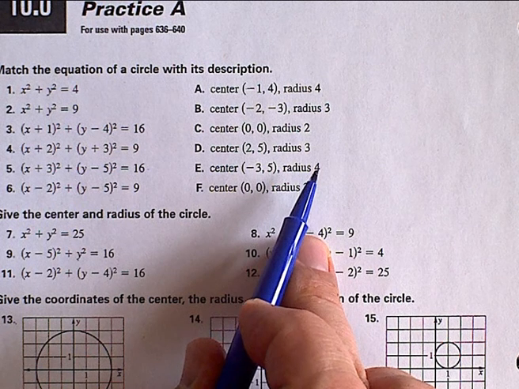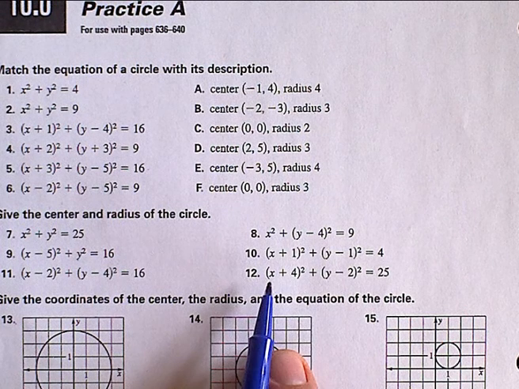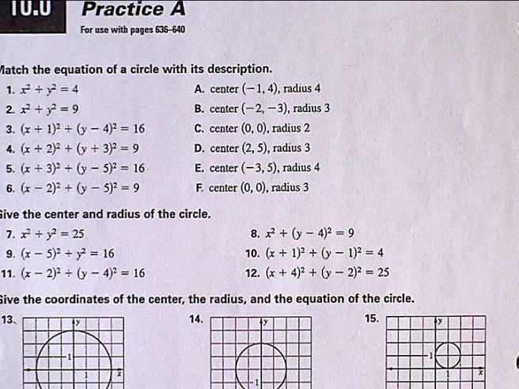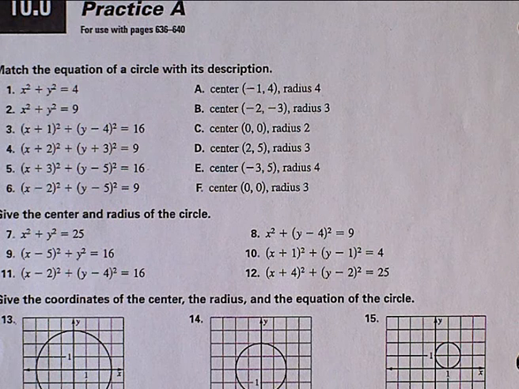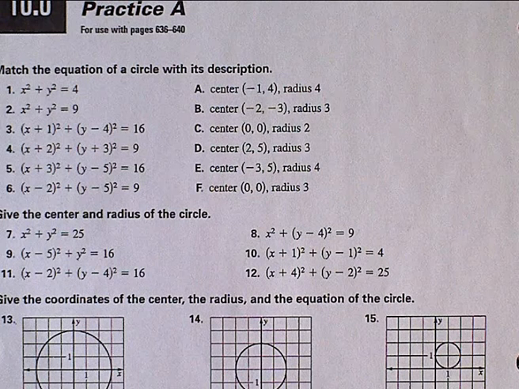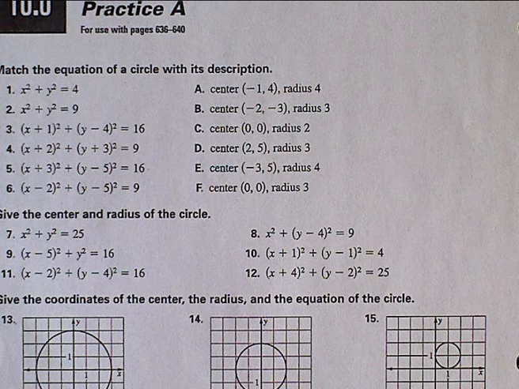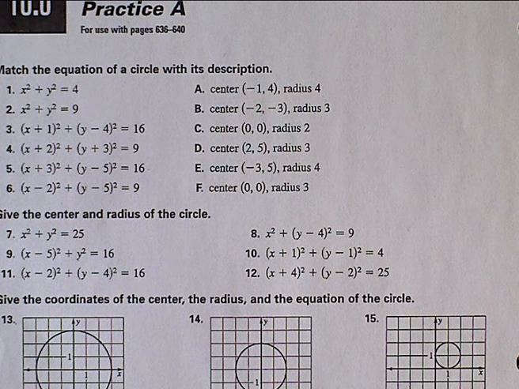Okay? Questions 7 through 12, you're asked to give the center and radius of each circle. And again, just like you did up above here, but this time you don't have choices to pick from. So all of those will work out nicely, no messy ones to deal with there.